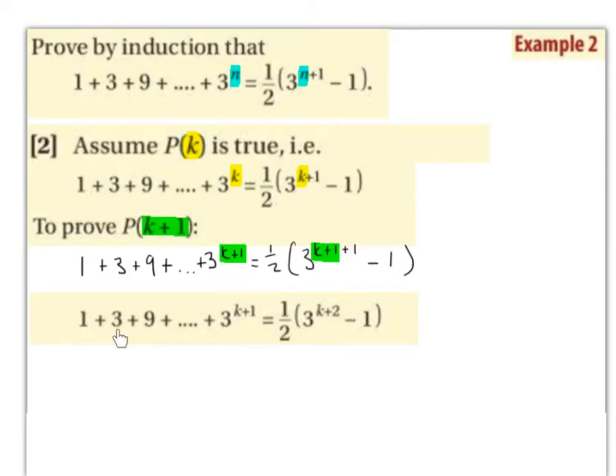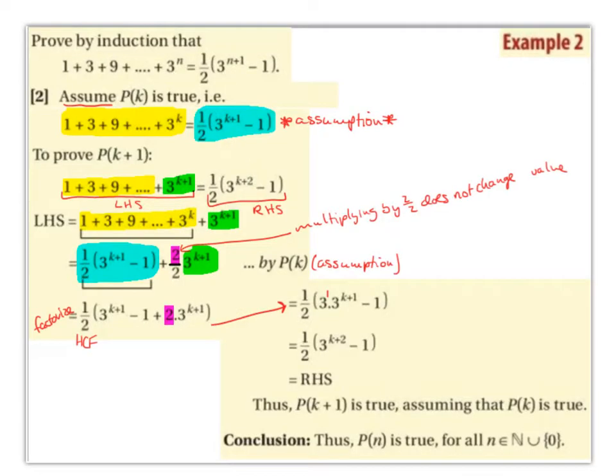So we have 1 plus 3 plus 9 plus ... plus 3 to the power of k plus 1 equals a half times 3 to the power of k plus 2 minus 1. So this is what we want to prove, but we assume that this is true. So we're going to use this to prove this. So again, this was our assumption. We assume that this is true. And this is what we worked out in the last part of the last slide. And this is what we're going to try and prove.